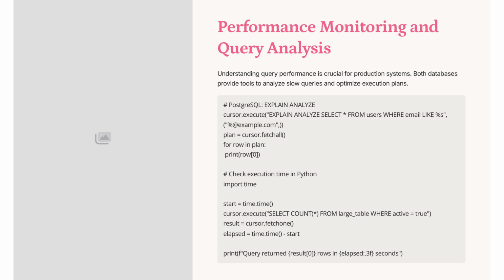Understanding query performance is vital. PostgreSQL's EXPLAIN ANALYZE helps analyze execution plans. For instance, executing EXPLAIN ANALYZE SELECT * FROM users WHERE email LIKE '%test' provides insights into query efficiency. Additionally, measure execution time in Python using the time module to ensure optimal performance. This approach aids in identifying bottlenecks and optimizing queries effectively.